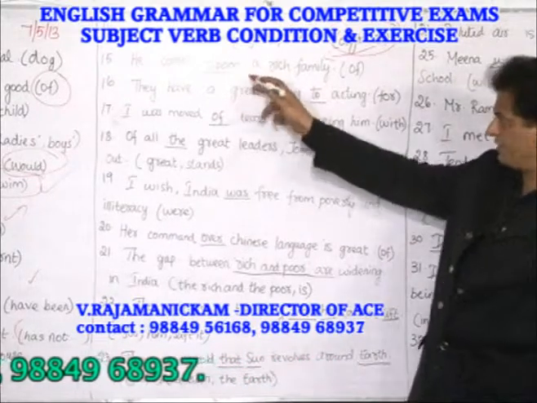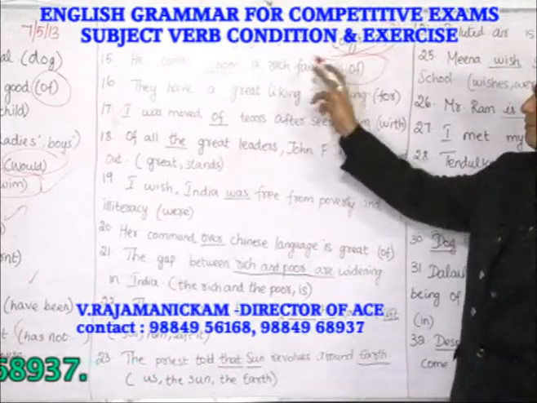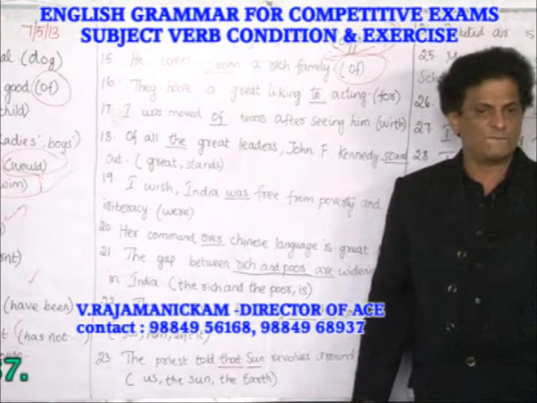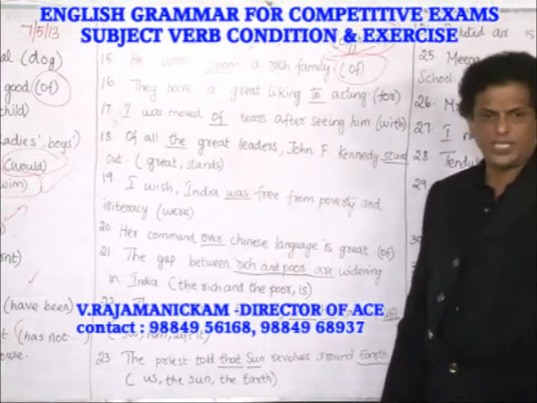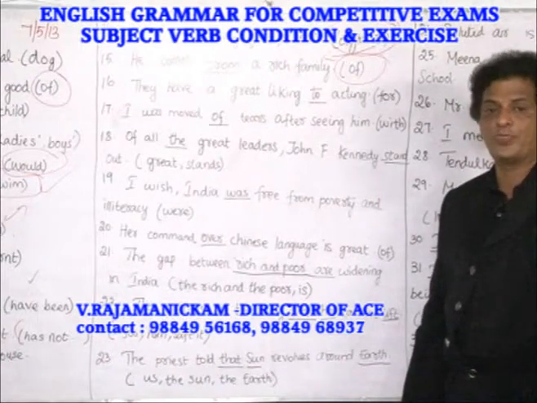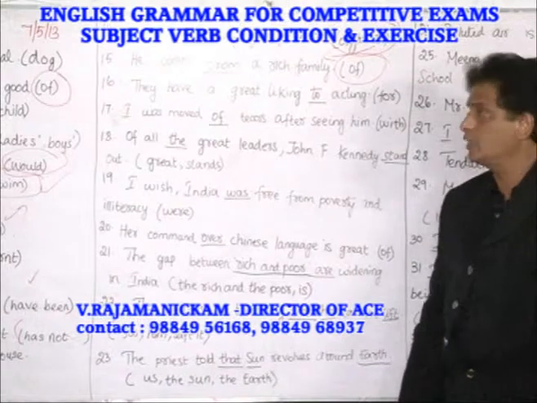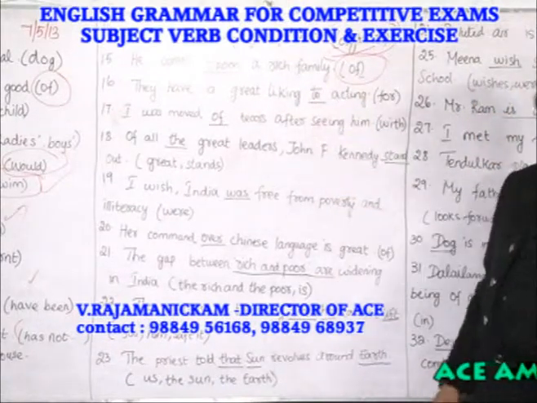He comes from a rich family. No, wrong. He comes of a rich family. Why do you use "of" instead of "from"? Anybody? "From" stands for a preposition of place and time. From so and so year, from the month of, from Chennai. So, instead of "from," you have to use "of" in "of a rich family," right?